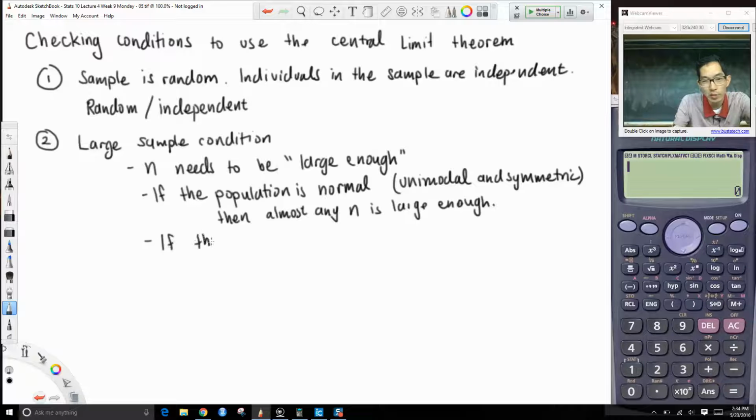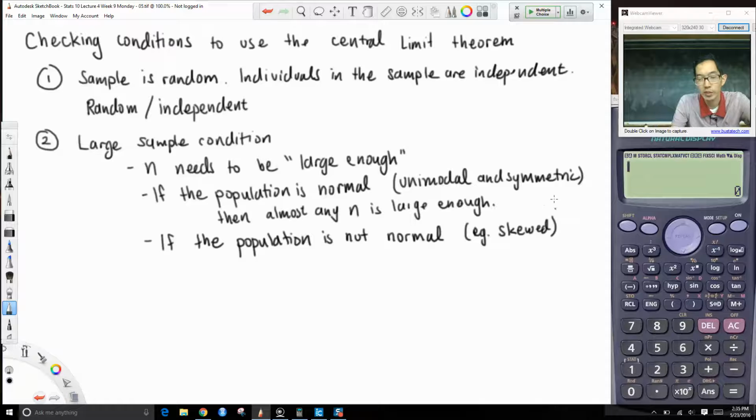On the other hand, if the population is not normal, meaning it's skewed or something, then you need a larger n. Rule of thumb.